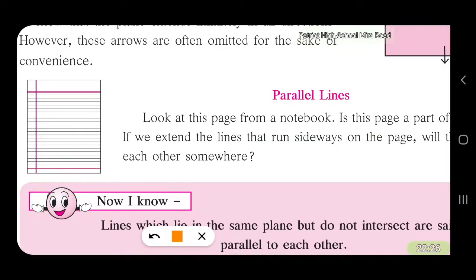Parallel lines. What are parallel lines? You observe the lines. How many lines are there? 1, 2, 3, 4. Many lines are there. Just a minute. We will count those lines.